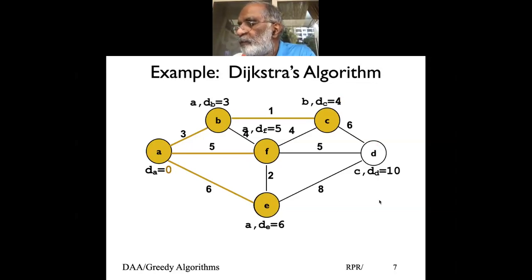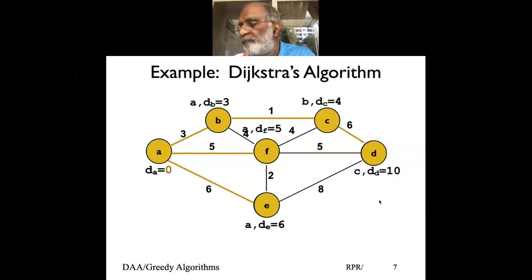Similarly, for D, we are coming via C, so we put C as its predecessor. So for each node, when we update the label, we also specify which is the previous node we came from, and that's how we pick up the path. So now we know my shortest path from A to B is 3, A to F is 5, A to E is 6, A to C is 4, and A to D is 10. So I found the shortest paths by traversing the whole thing.